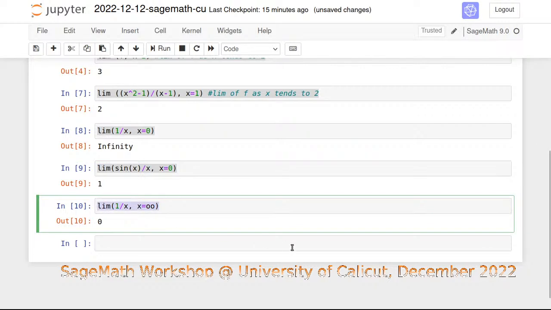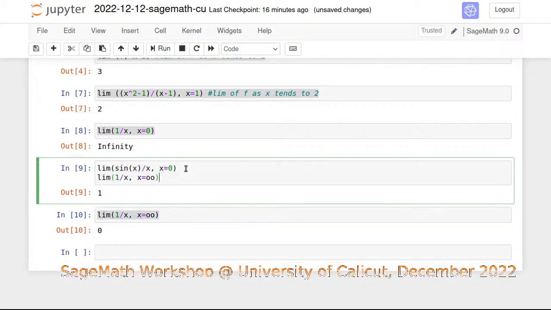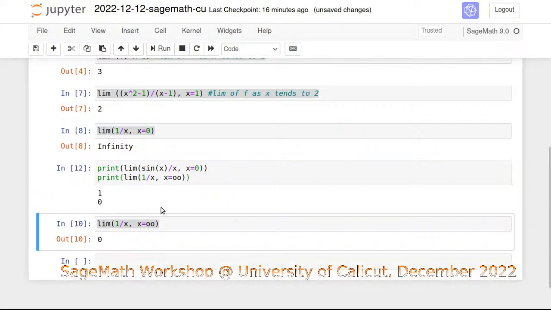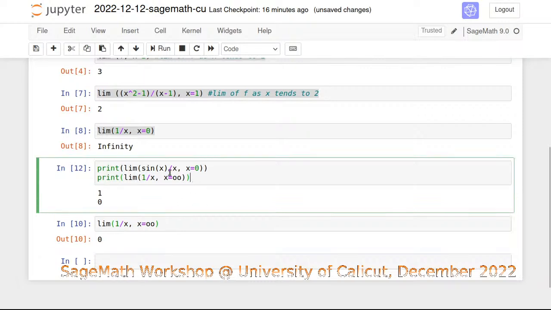So limit 1 by x as x tends to infinity. Remember that if you are putting two limit commands inside the same cell, you need to put a print also. Like this. If you give them directly, only the final output will be visible. So use a print if you want both the outputs to be visible, otherwise only the output of the last print will be shown.